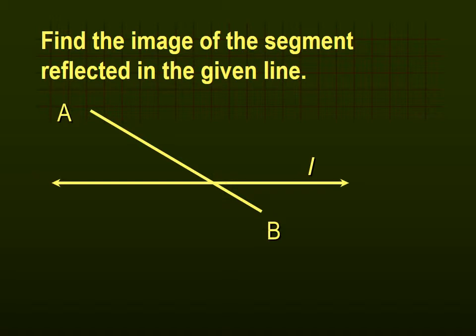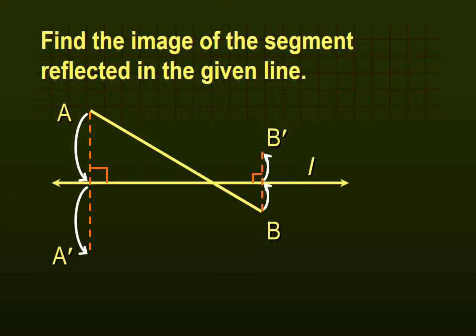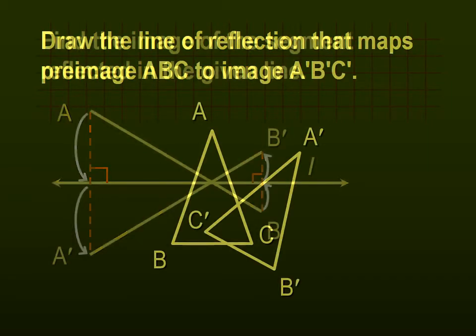So here we have A and we have A prime across the line of reflection, and we have B and B prime across the line of reflection. When we reflect it and we connect A prime and B prime, it's still crossing the line of reflection, and that's okay, right? We found our A prime and our B prime and we connected them.